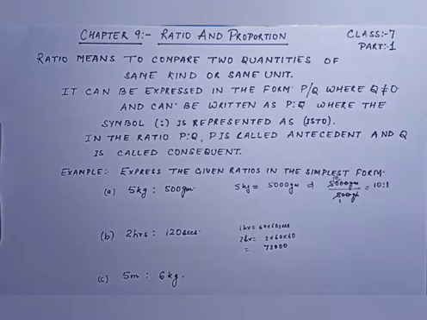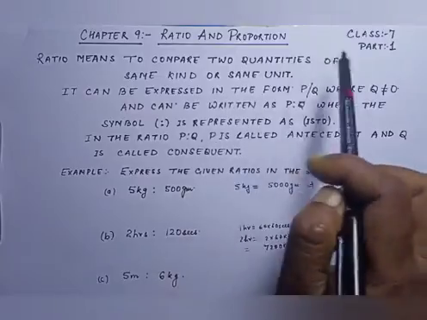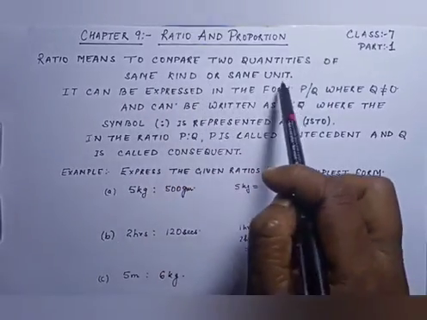Today we are going to start with the next chapter of final term, that is ratio and proportion. So let us see what is ratio. Ratio means to compare two quantities of same kind or same unit.